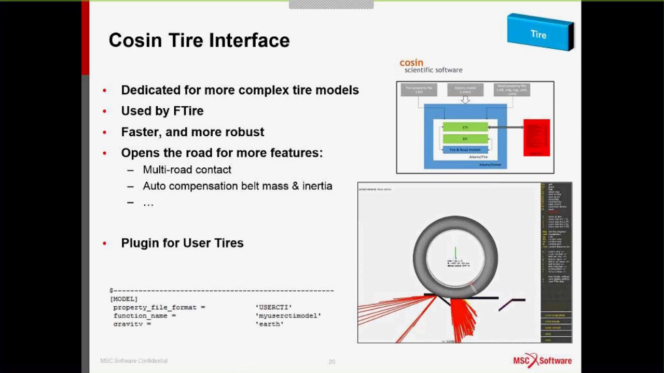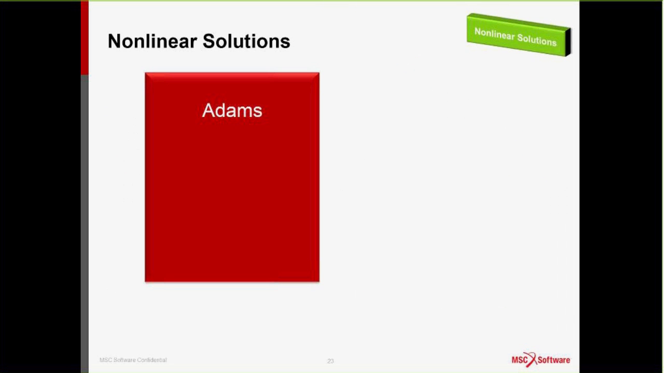So the features that are available now for the F-tire user would be multi-road contact. There's an example of that in the animation screen there, and compensation for belt mass and inertia. You know the Adams rigid body dynamics. We've been doing linear flex bodies for a while now, but really that's pretty dated, and for some use cases isn't sufficient. Well, we've introduced a native nonlinear beam formulation as of last year, and we've been enhancing that since.